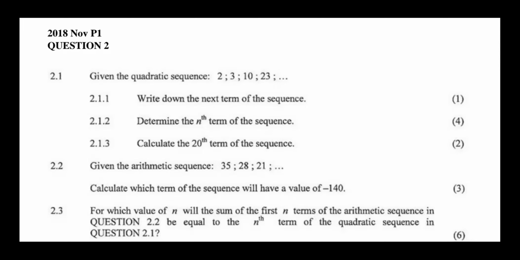So we first get a quadratic sequence. This is the first question. Given the quadratic sequence 2, 3, 10, and 23. Let me write it on top. 2, 3, 10, 23. Okay, these are the first four terms of a quadratic sequence. The first question is, write down the next two terms of the sequence.